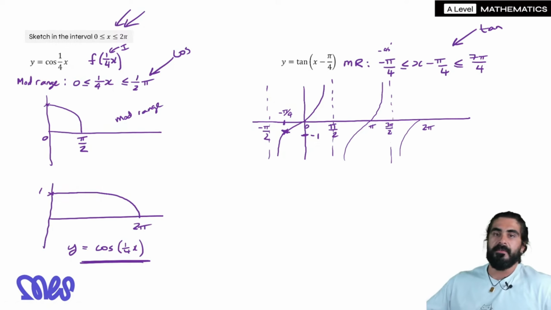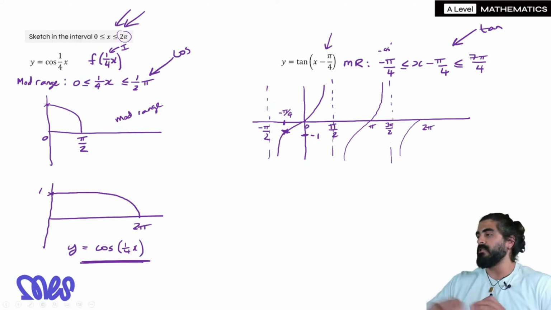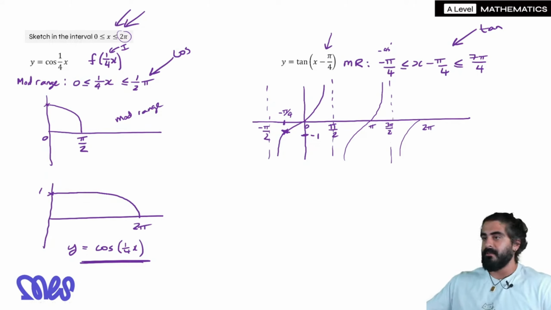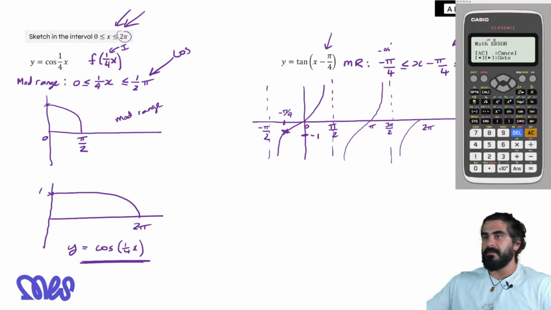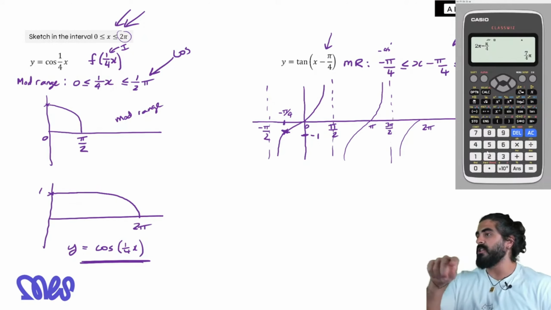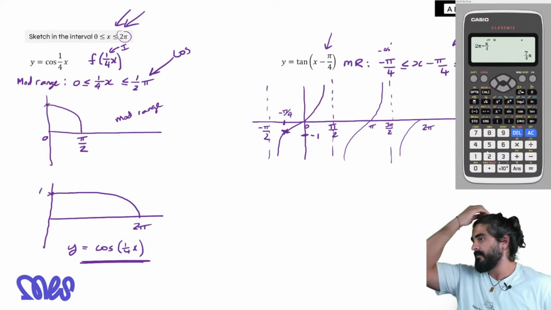So Jivan, 7 pi over 4 came from, remember the end bit of the range was 2 pi? Yeah, the end bit of the range was 2 pi. But I need to minus pi over 4 from that value so that I can get the modified range. So if you do that in the calculator, we're doing 2 pi minus pi over 4. Like that, yeah? So all I did was, in the range, I just minus pi over 4 from every value, yeah? Does that make sense?